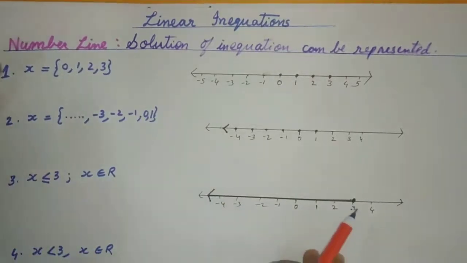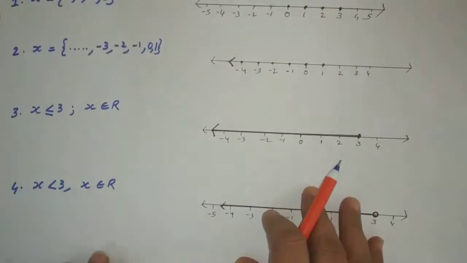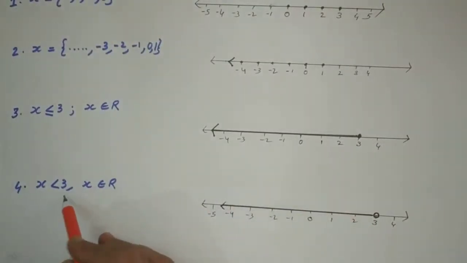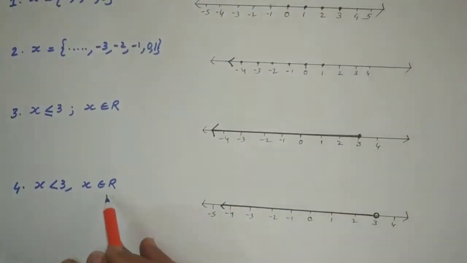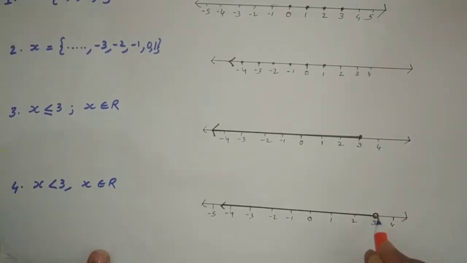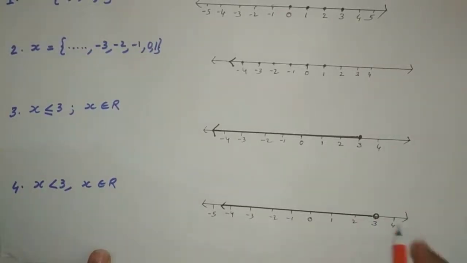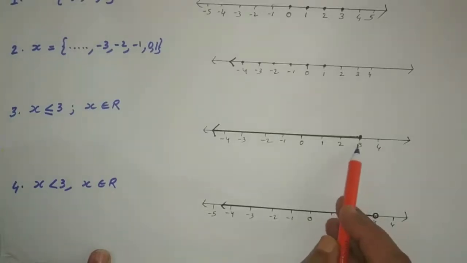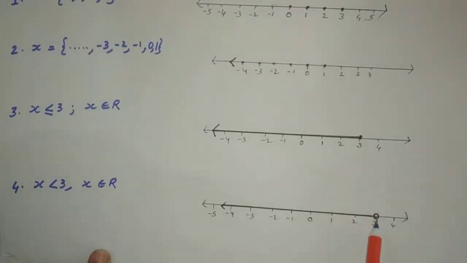But if the same question becomes less than 3 and the replacement set is rational numbers again, in that case the representation would be a circle, a small circle but not darkened. If you darken it, it will become equal to 3. We don't darken the dot, we make a small circle. Rest is the same. Darken the line and dark arrow.